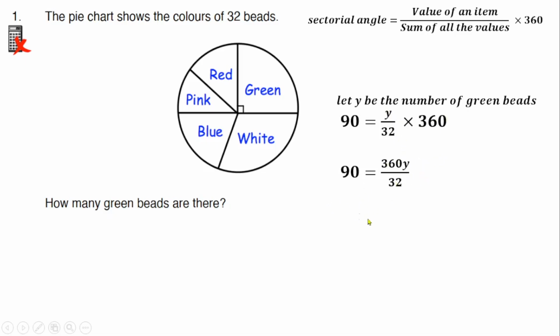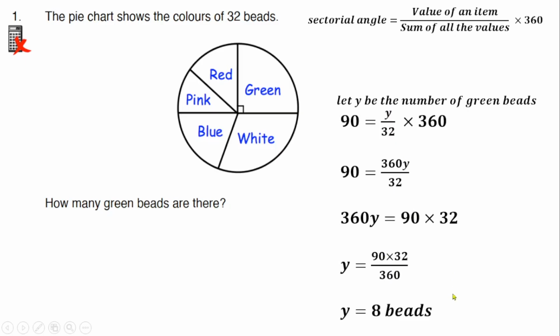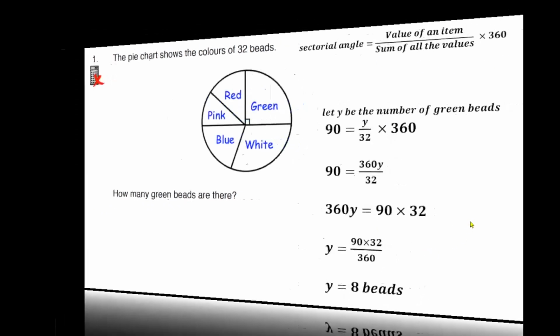You can cross multiply from there, that gives us 360y equals 90 times 32. Divide both sides by 360, that gives us y equals this. Then y will be equal to 8 bits if you simplify it further. So that means the number of green bits is 8. So that's one of the questions that could be given to us to interpret. Everything still falls back on the formula for finding sectorial angle.